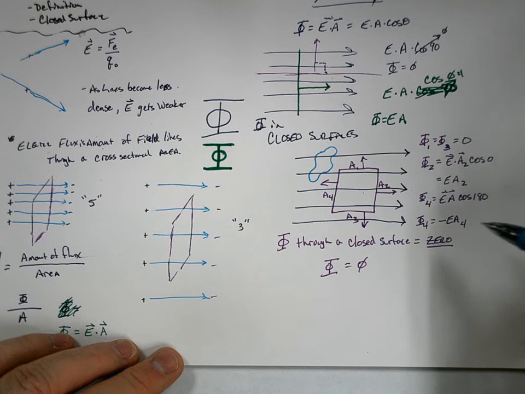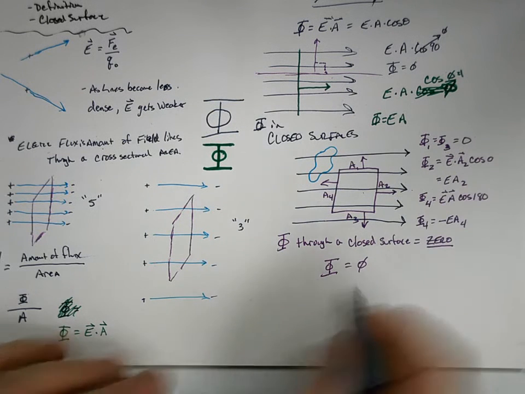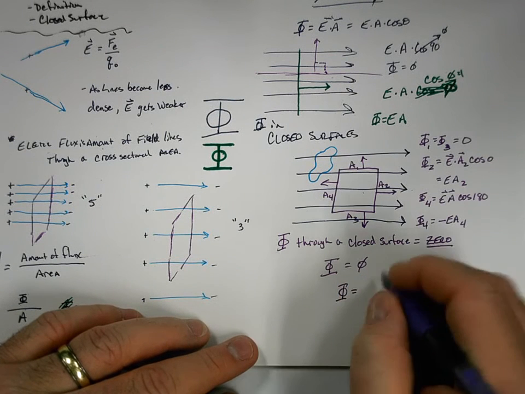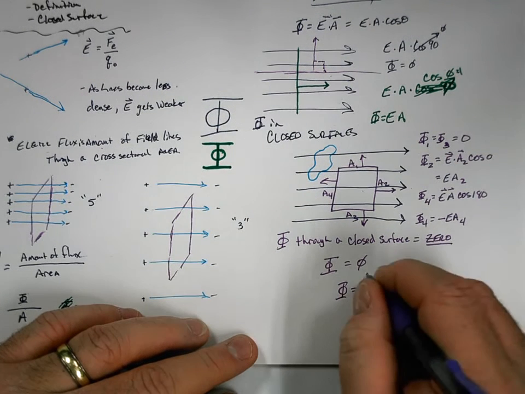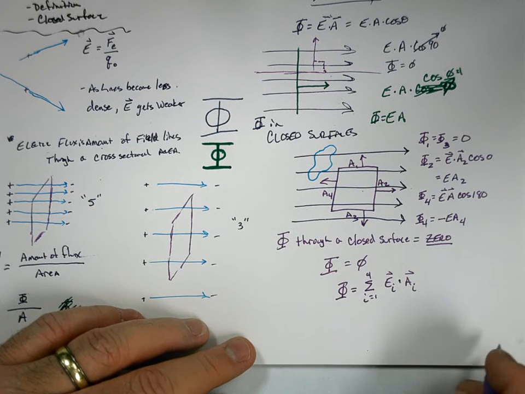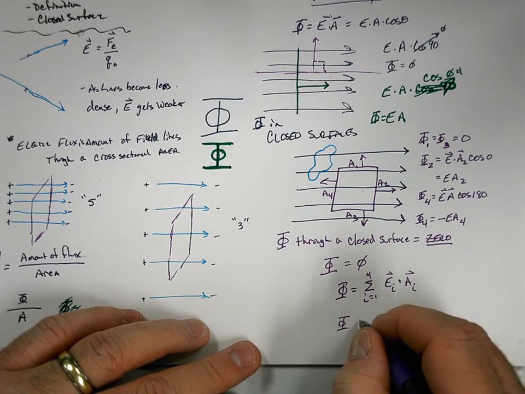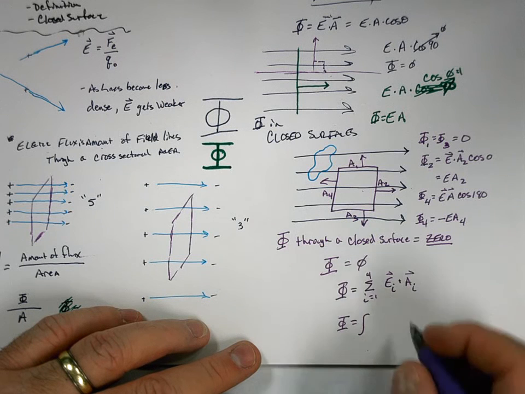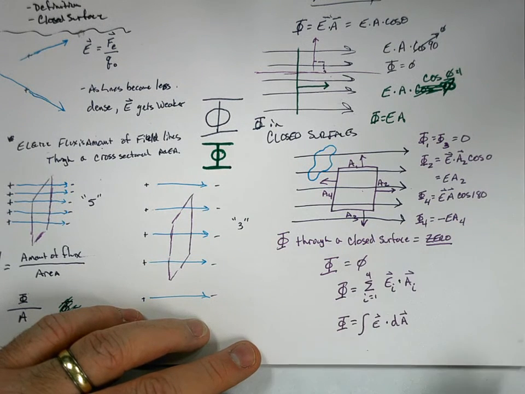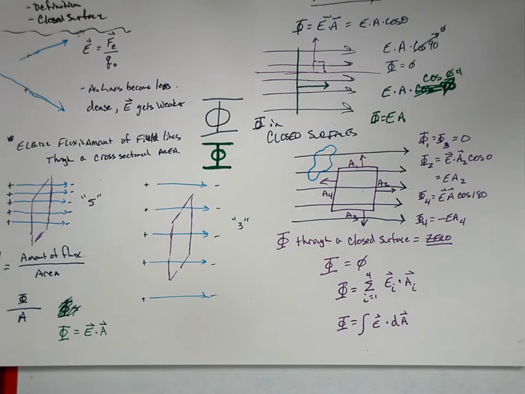You know what that means? It's a sum, and you know what a sum means? An integral. So what really happens is we have phi equals the sum from i equals 1 to 4 of Ei dot Ai, and this becomes the integral of E dot dA. Now, if we are integrating over a closed surface, this happens enough in math that we have a special symbol for it.